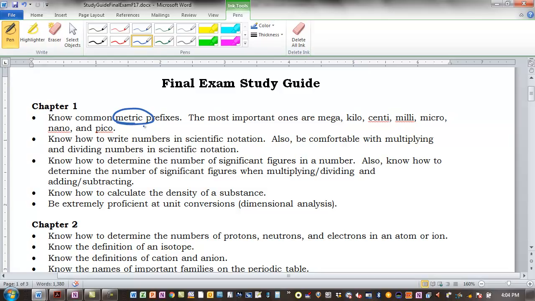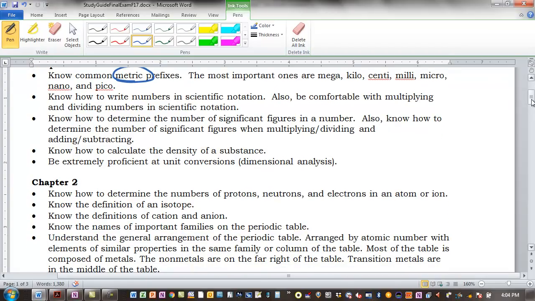The next one's kind of odd. I mean, obviously, there will be numbers in scientific notation. You're used to that, so I don't think that'll cause any issues. Sig figs. Okay. So certainly you need to be able to look at a number and know how many significant figures it has. Okay, that's one thing.